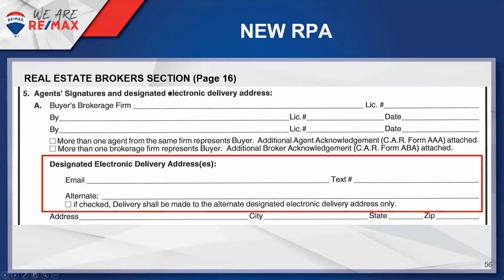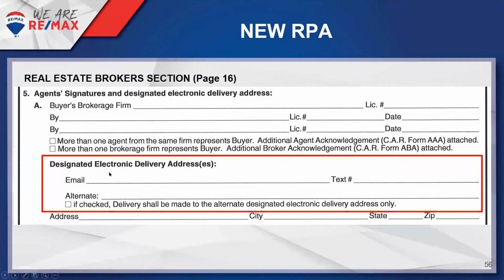So on paragraph 6 or page 16, the real estate brokers section, there are designated delivery addresses. So you put in an email. You can have an alternate email. You can check the box if you want the delivery to go to the alternate. Why would there be two?